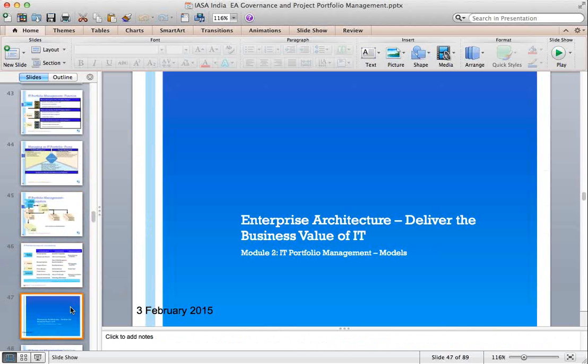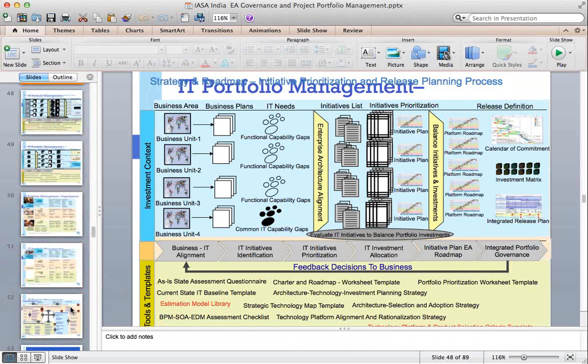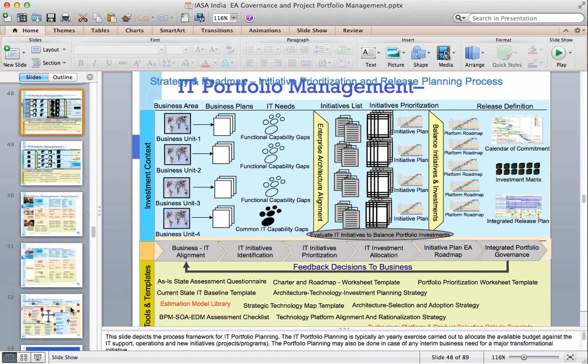Okay, so that's the basics we have discussed so far on IT portfolio management. Let's move on to models. We may have multiple models: an iterative model, a waterfall model, or an agile model. But overall, if you look at the initiative, prioritization, and release planning process for strategy and roadmap, the investment context definitely comes from different business units. That's where the value finally goes.